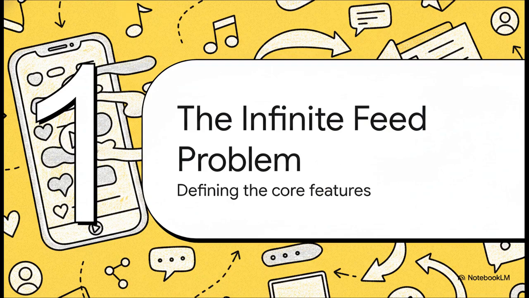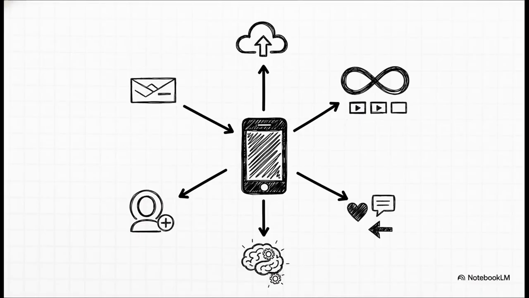Okay, so before we can build anything, we have to know what we're building. You gotta define the core features. Think of it like this. What are the absolute must-have promises that the app makes to every single user? What makes TikTok, well, TikTok? So what's on the checklist?